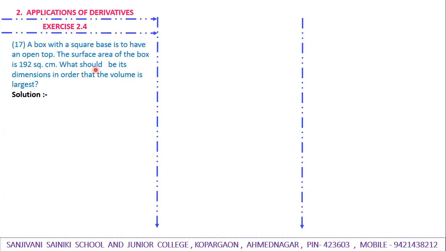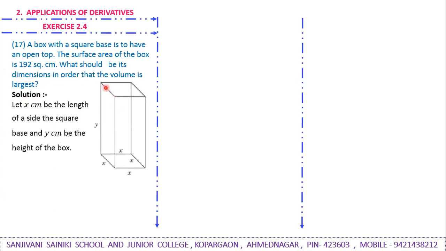A box with a square base is to have an open top. The surface area of the box is 192 square centimeter. What should be its dimensions in order that the volume is largest? This is the box. Let x be the length of the side of the square base, and y be the height of the box.